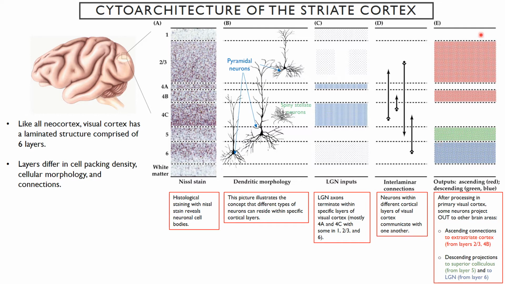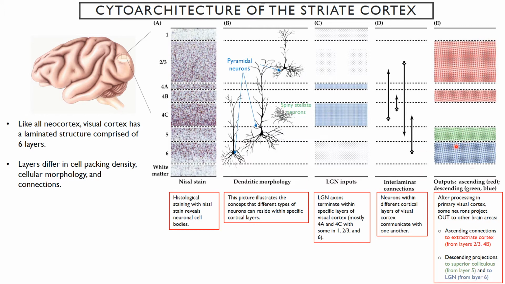we have some processing that happens within that part of the cortex. And then the neurons in layers 2 and 4B project to other visual cortex areas and other areas as well. Layer 5 sends projections to the superior colliculus, and layer 6 sends reciprocal projections back to the LGN. So it turns out that there's an additional connection back to the LGN. We'll talk about this projection when we talk about the superior colliculus, so that's going to be a little bit later.